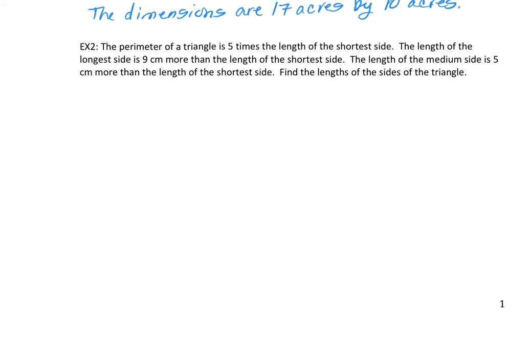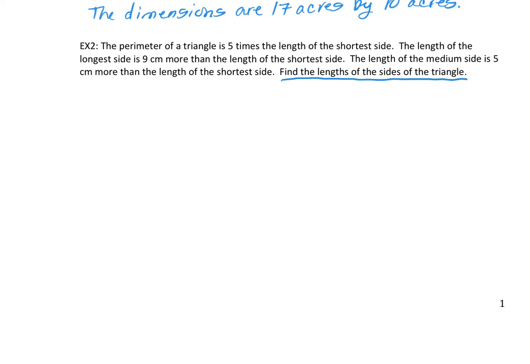Example 2, again, this is a perimeter problem. Since we're setting up linear equations, we'll often find that these problems will be more of a perimeter problem because perimeter problems are linear equations. So in example 2, we have the perimeter of a triangle is 5 times the length of the shortest side. The length of the longest side is 9 centimeters more than the length of the shortest side. The length of the medium side is 5 centimeters more than the length of the shortest side. So find the length of the sides of the triangle. It's a lot of words, but at the end is what we want to find. We want to find the length of the sides of this triangle.